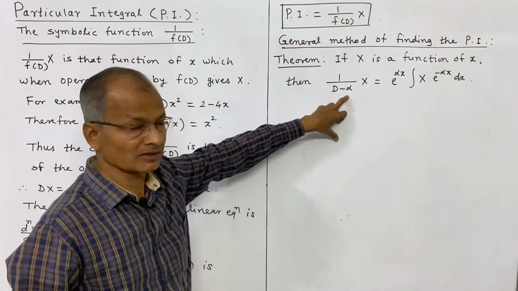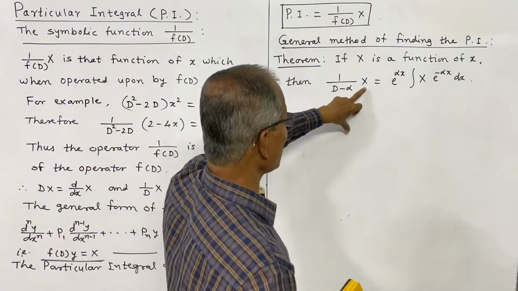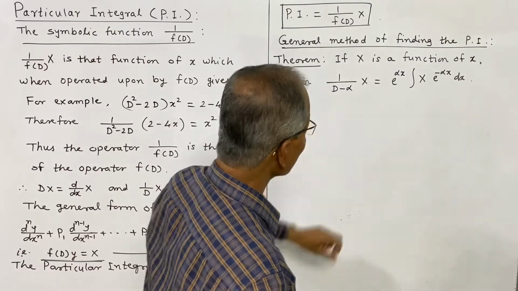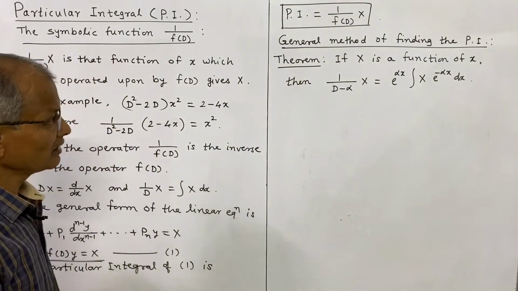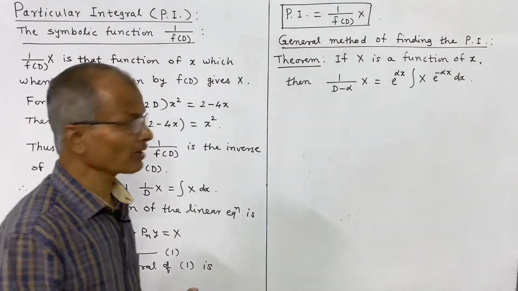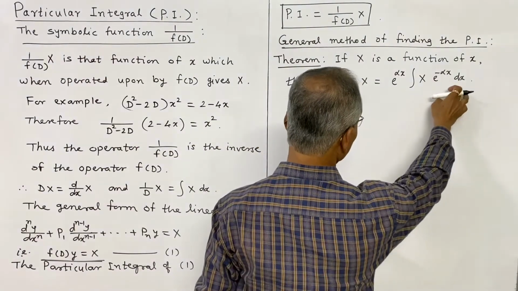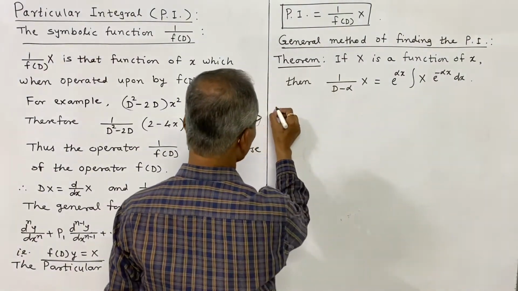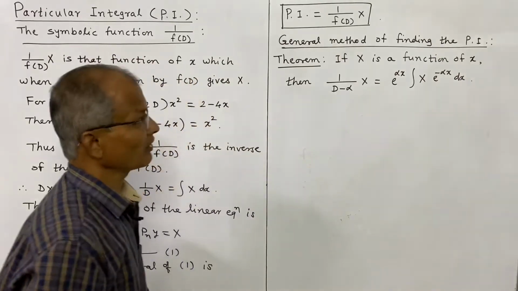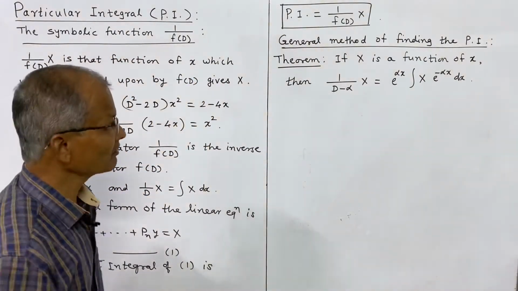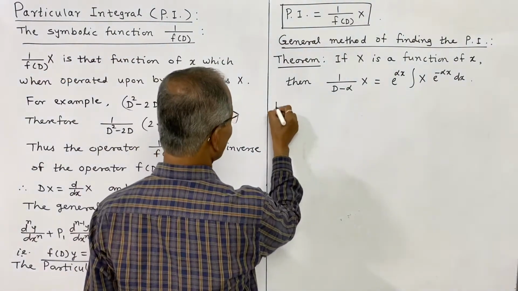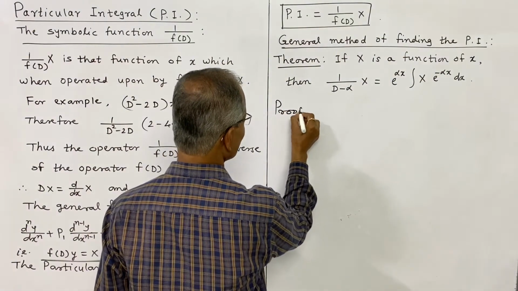Alpha is a constant. 1 upon D minus alpha operated on X is equal to e to the power alpha x integral capital X e to the power minus alpha x into dx. So this is the general formula or general method to obtain the particular integral. Now we shall prove this theorem.